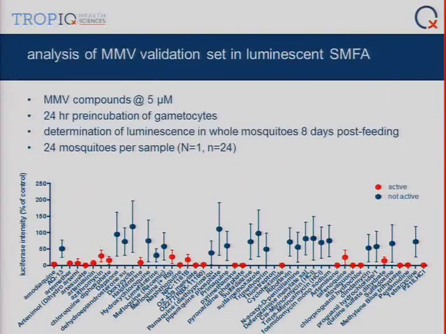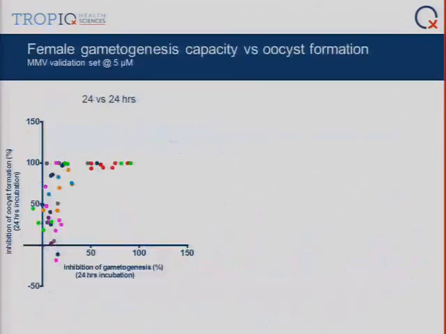So we use this luminescent SMFA then to interrogate this validation set. We pre-incubated gametocytes 24 hours with compounds prior to feeding to mosquitoes, and then looked at luminescence intensity 8 days post-feeding, and we analyzed 24 mosquitoes per sample. And you can see that we identified a considerable number of compounds that blocked oocyst development in the midgut.